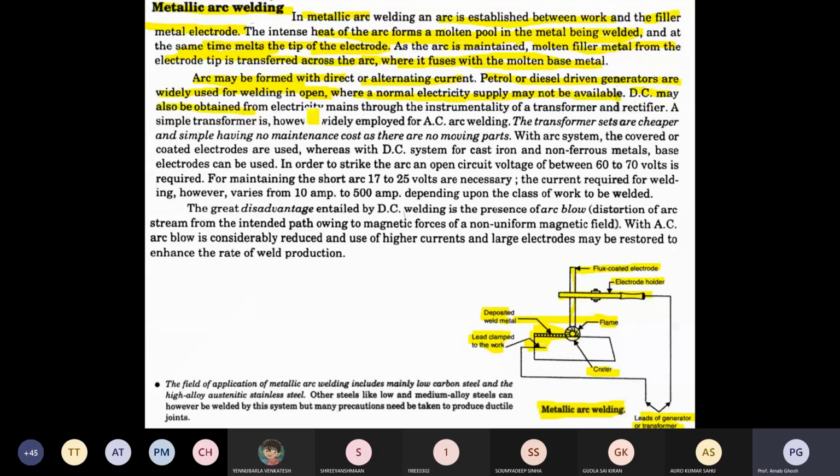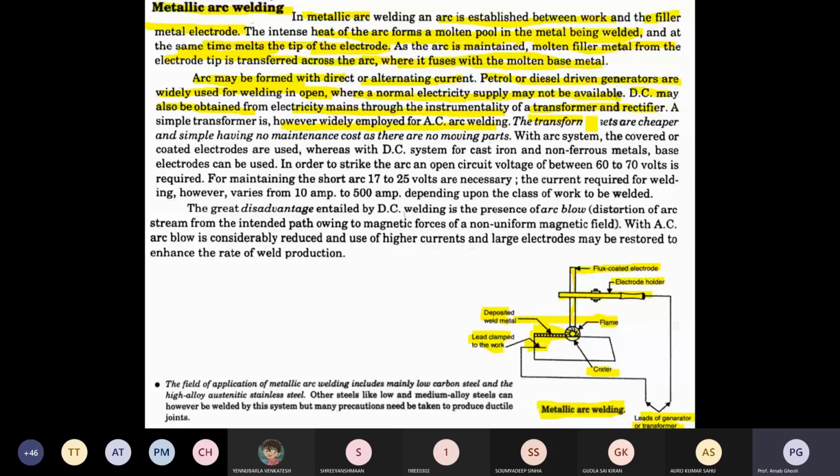DC may also be obtained from the electricity mains through a transformer and a rectifier. So sometimes rectification is also there if you are providing DC, high voltage DC. So a transformer and a rectifier are both required. The simple transformer is widely employed for AC, but in case of DC, after getting the extra high voltage, you have to convert it to DC. So how do you make it DC? A power electronics rectifier, a diode, you can use.